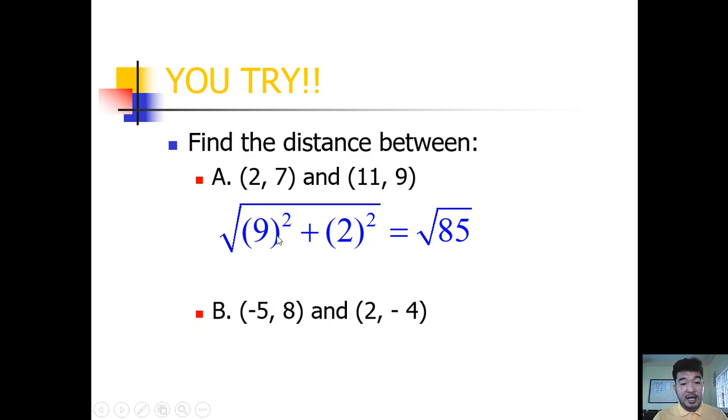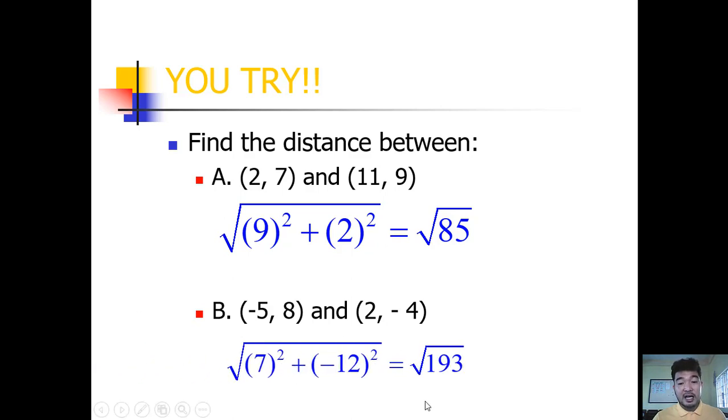Simplifying it further, you will have 9 squared is 81. Then 2 squared equals 4. 81 plus 4 is 85. And we know that 85 is not a perfect square. So you just write it as the square root of 85. But if you have a calculator, you can solve for the square root of 85. So that's basically 9 point something.